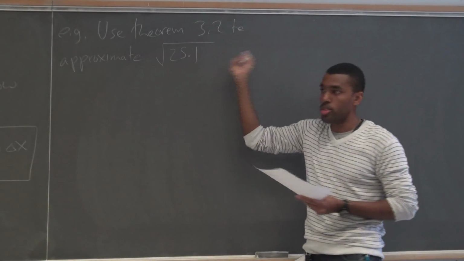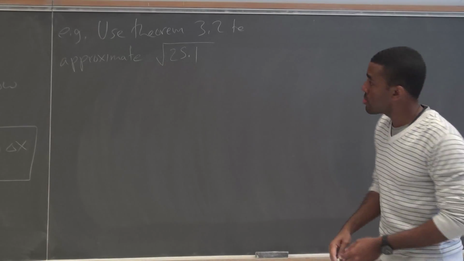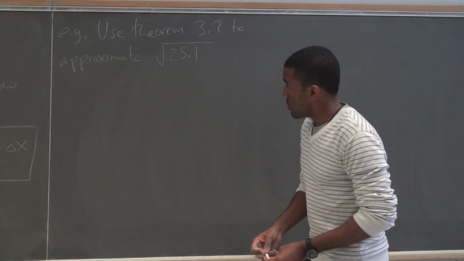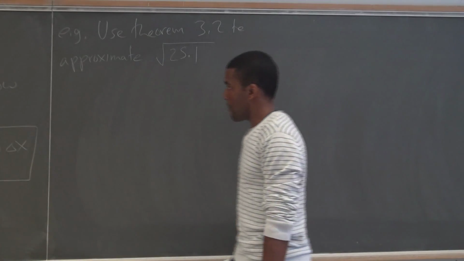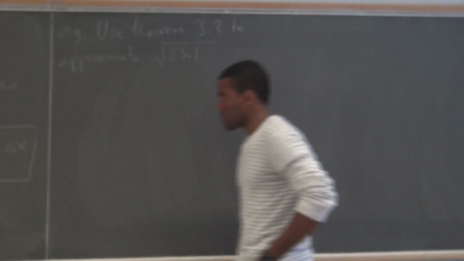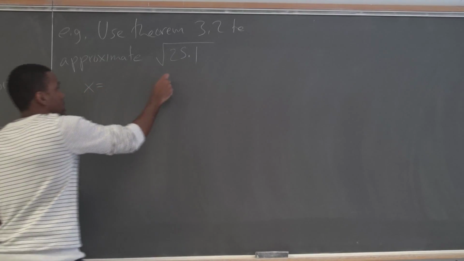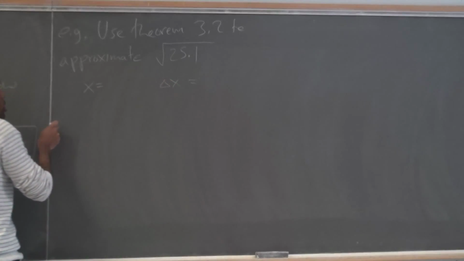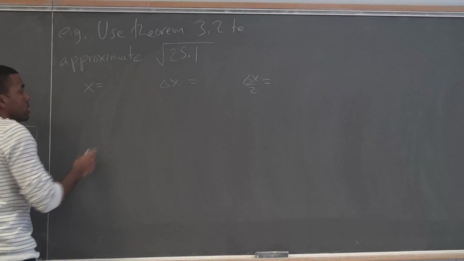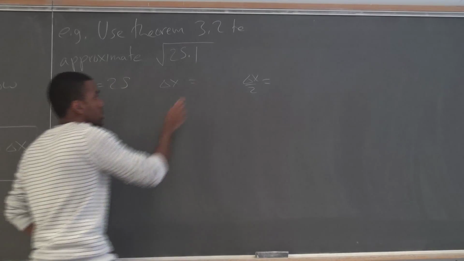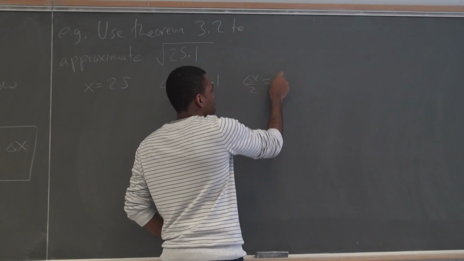Now remember, we actually did this using the previous formula, so we can even compare our answers that we got last time. Use theorem 3.2 to approximate it, so I want to use this guy. So here, we would take our x to be what? Our delta x to be what? Alright, so x is 25. The change in x is 0.1. Change in x over 2, that divided by 2, is about 0.05.